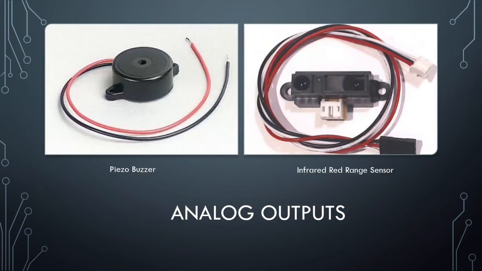We also have a couple analog outputs here that are again outputting information from a microcontroller. We have a piezo buzzer, which not only detects vibration, but can emit vibrations. And then we have an infrared range sensor, which can emit an infrared signal. So both of those are analog outputs.